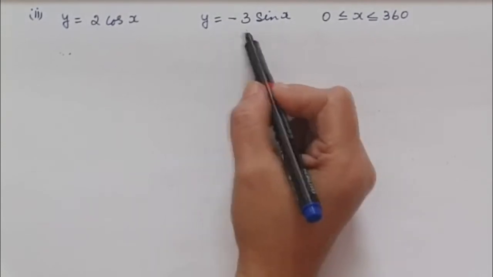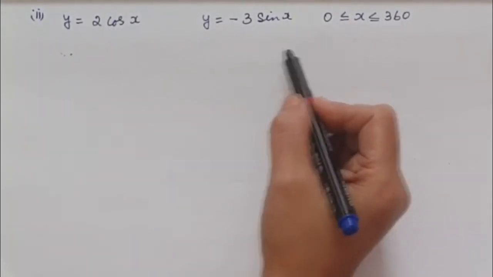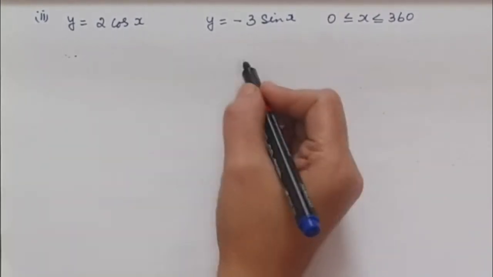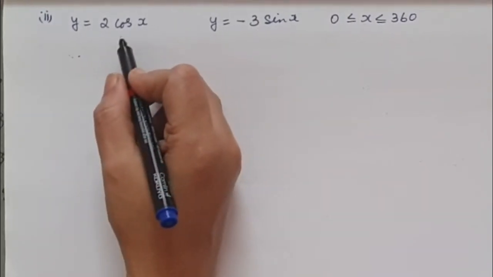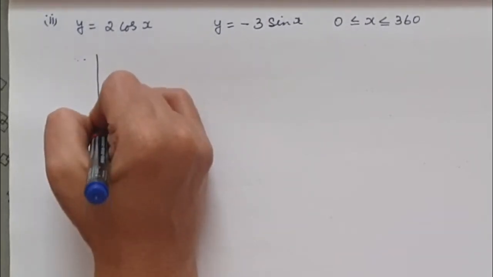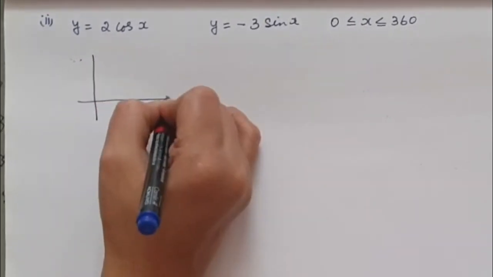Before drawing on the same set of axes, first let us draw the curves for sin x and cos x, which will make our work easier. A simple graph, a rough graph, if you want, we can draw it.